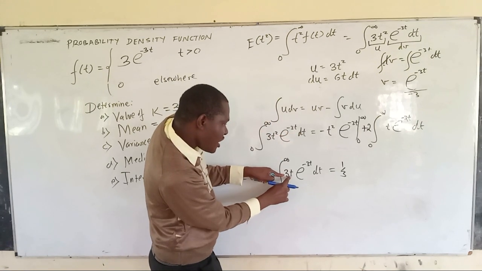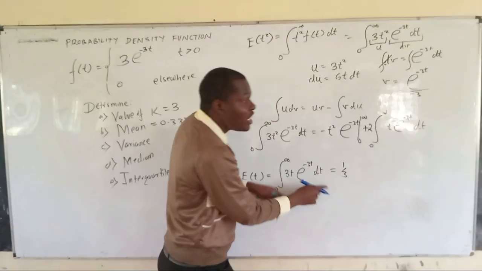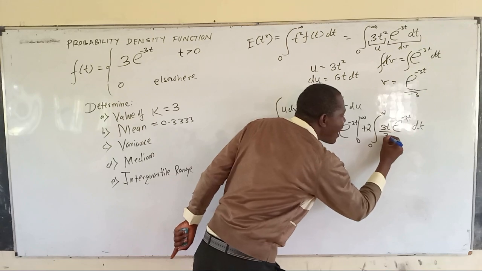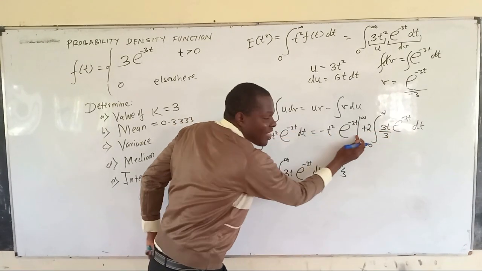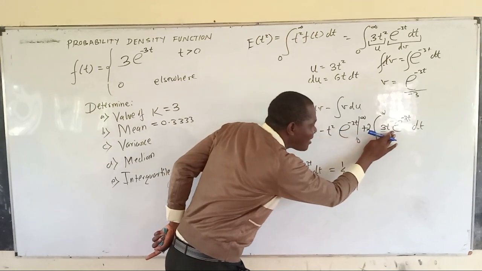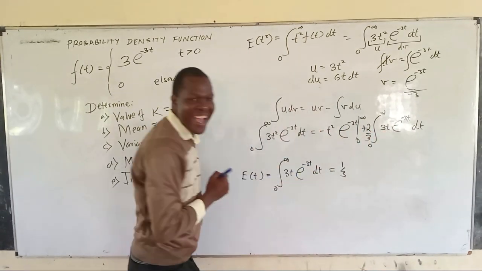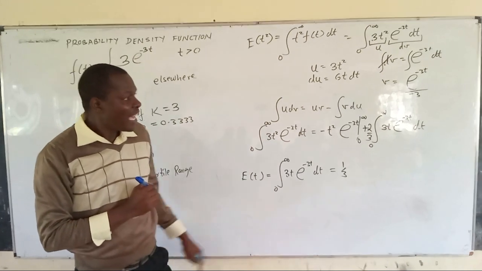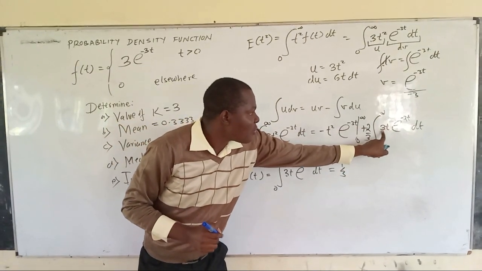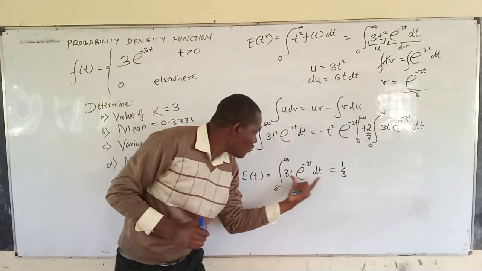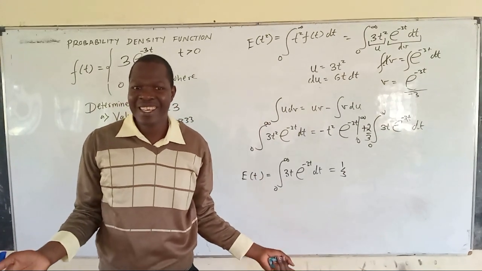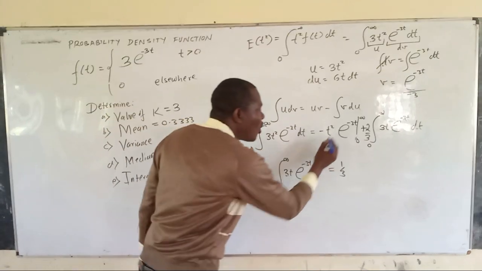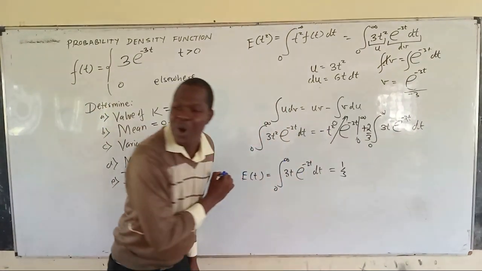So for you to get 3t e^(-3t) dt, you multiply by 3 and you divide by 3, so that you remain with 3t inside, and you get this a third outside. See, this 3 in the denominator comes here and overlaps. Are we together? And the whole of this integral from 0 to infinity of 3t e^(-3t) dt, you've already found it to be what?